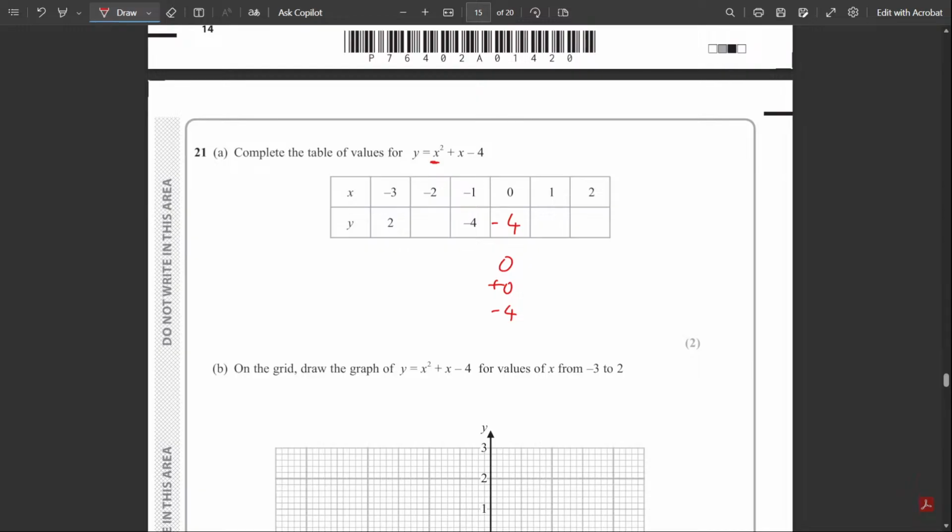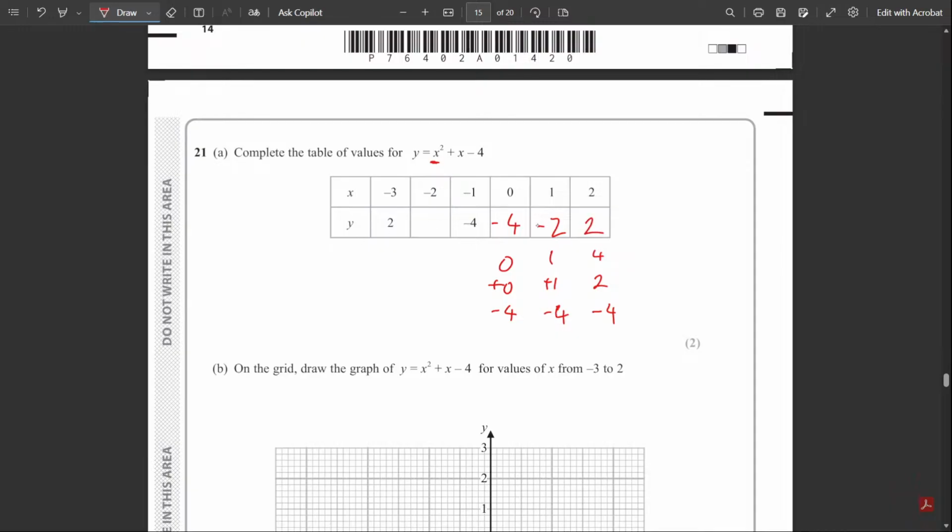Okay, and then when you're doing the 1 square is 1, add 1, it gives you 2, and then take away 4, 2 take away 4 is negative 2. Okay. And then when you do the 2 square is 4, add 2 is 6, take away 4 gives you, so 4 and minus 4 gives you 0, so that should give you 2.